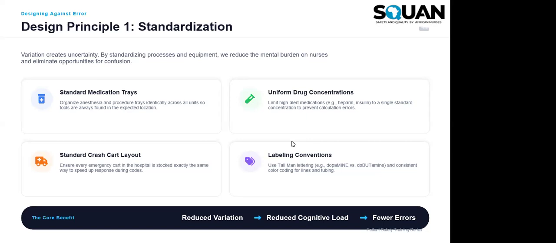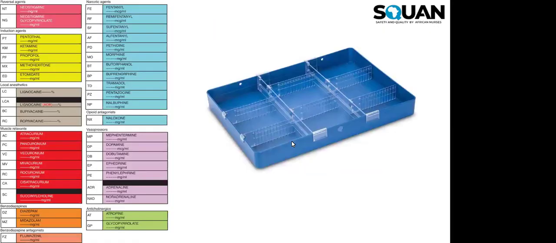Okay. Also the labeling conventions. I did talk about the Tall Man lettering, especially for medicines that look alike or sound alike, like dopamine, dobutamine, for example. You can put the "BUT" in capital so that you can see that there's a difference between the one I looked at before and the one I'm looking at now. And also color coding helps as well. I put in an example here.